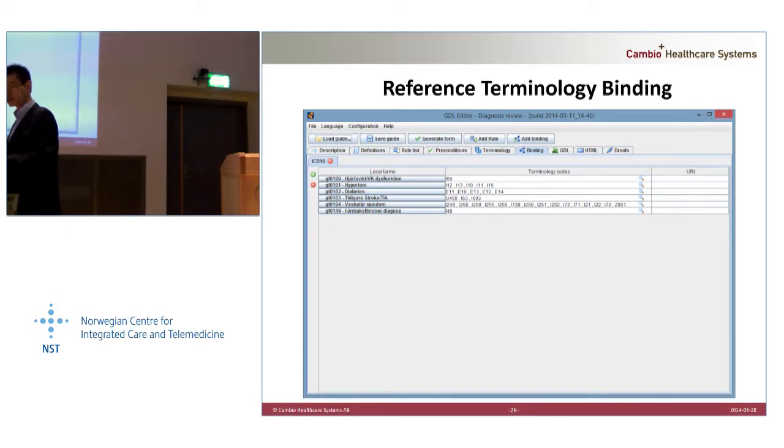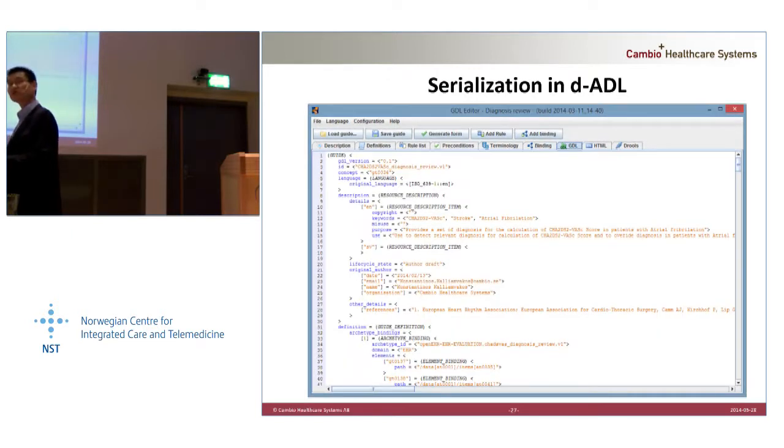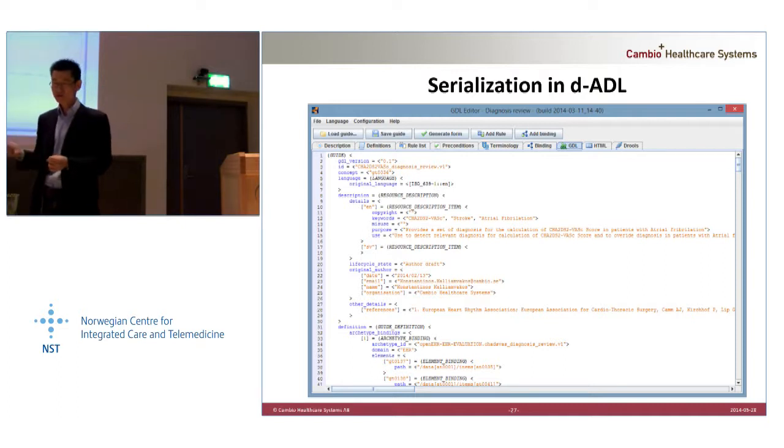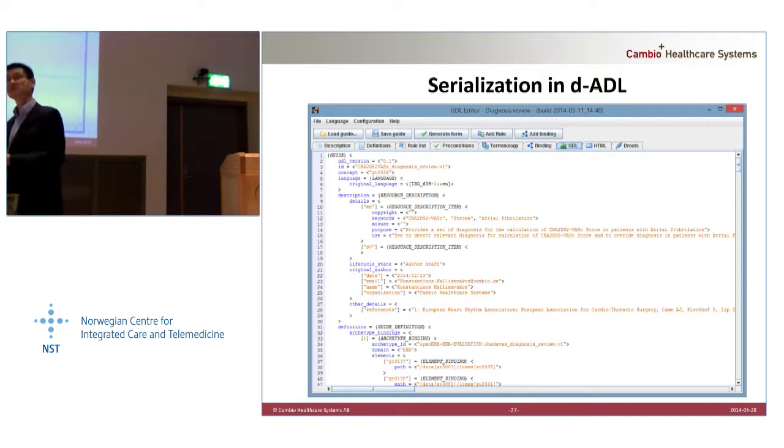So that's the terminology binding, and that's the serialization in DADL. For us, it's just that we're comfortable working with this serialization format. It can be XML. In our production system we use JSON now, because we have a RESTful API towards the knowledge manager server. But in the authoring phase, we use DADL. We have the parser, we have the object model, and so on.